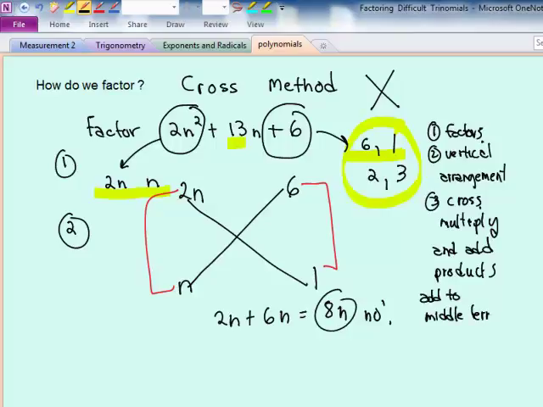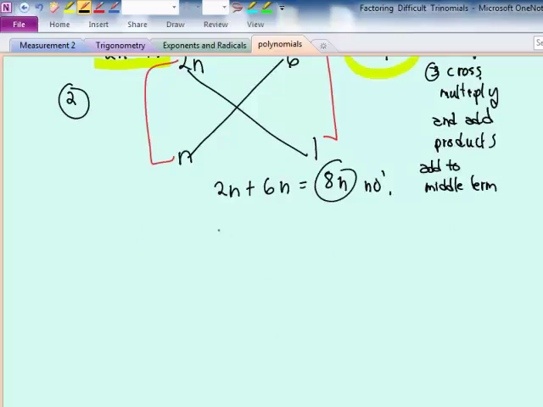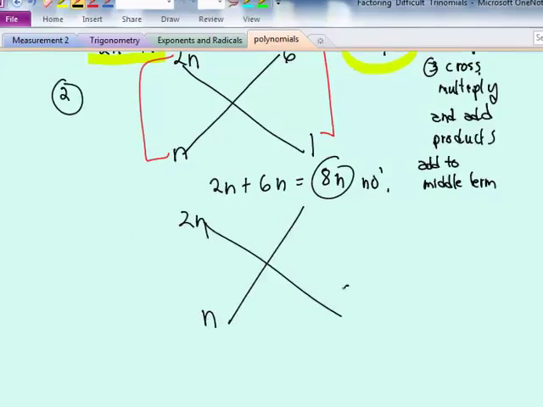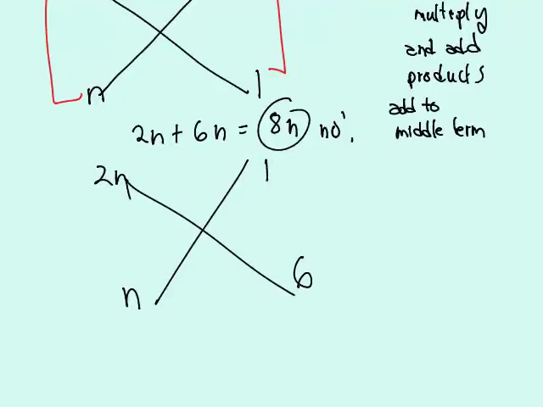You say, well, this seems like a whole bunch of work. It does get easier when you've done it. So let's do it again. Leave this here and put the 6 here and the 1 here. Now cross multiply. 2n times 6 is 12n plus n is 13n. Yay! It works.